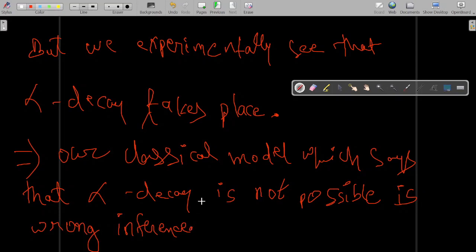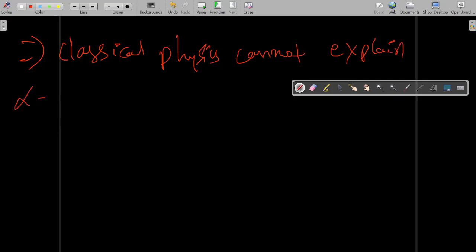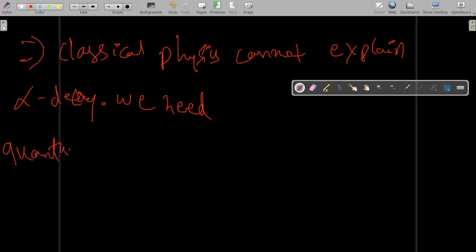So that implies classical physics cannot explain alpha decay. We need quantum physics to explain alpha decay.